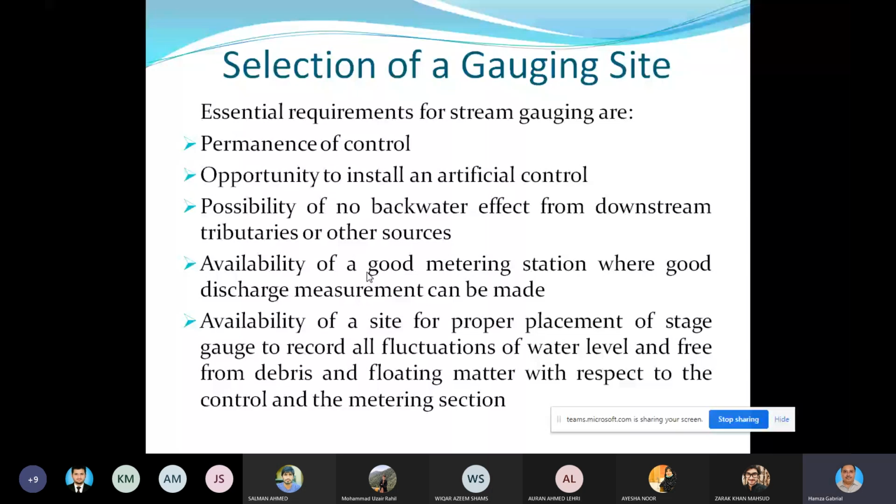Then there should be availability of a good metering station where good discharge measurements can be made. Then also there should be opportunity to place a water level recorder, so that you can record all the fluctuations of water level, and it should be free from debris and floating matter. You also have to see that the gauging site has a proper placement of the stage gauge, so that we can record all fluctuations of water level, and there should be no debris or floating material.